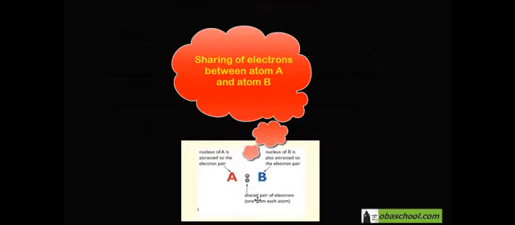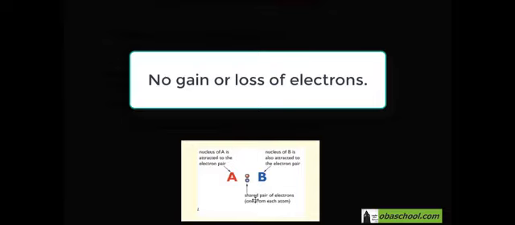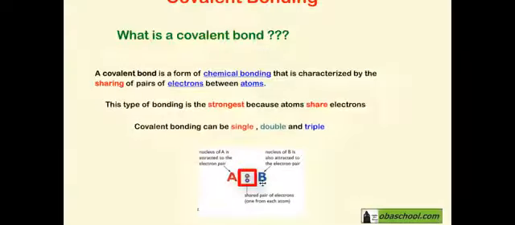One electron is from atom A, the red one, and one electron is from atom B, the blue one. Neither of the atoms gain or lose electrons. They both share this pair of electrons, and they both have the same pair of electrons made from one electron from atom A and one electron from atom B. This sharing of electrons is a covalent bond.